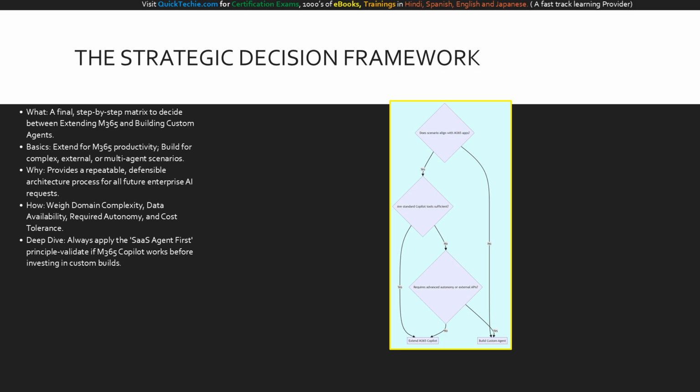Start at the top. Does the scenario align with Microsoft 365 apps? If no, for example, it's a standalone customer-facing website, you immediately go to Build Custom Agent. If yes, you ask the next question: are standard Copilot tools sufficient? If yes, the path is clear. Extend M365 Copilot. If the standard tools are not quite enough, you ask the final qualifying question: does the scenario require advanced autonomy, complex multi-step orchestration, or deep external API integrations? If yes, you must build a custom agent to handle that complexity. If no, you stay the course and extend M365 Copilot.